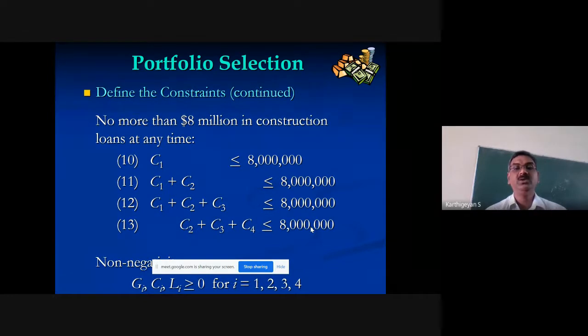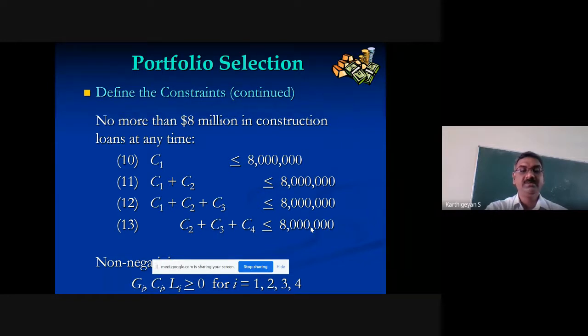Apart from that, no more than 8 million in the construction loans also, right? So another 4 constraints included. So totally 13 constraints with 12 variables. So it's a very big problem. To solve this, you can apply any solver, okay, any linear programming methodology to solve.